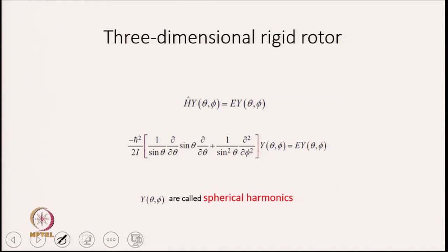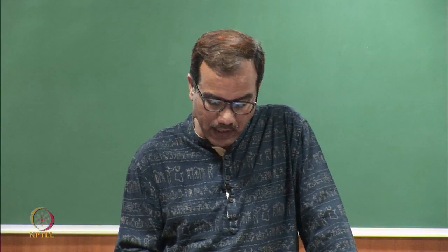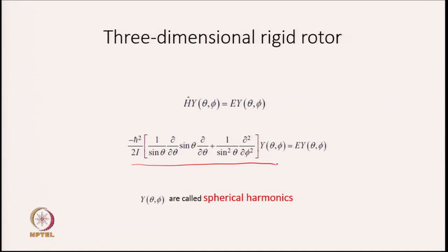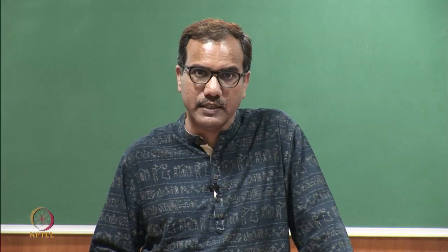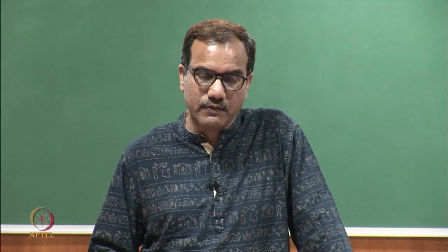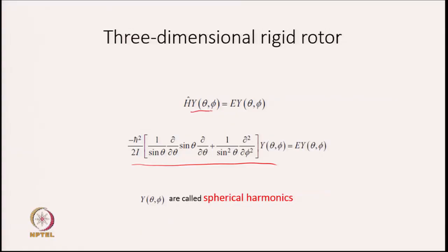For a 3-dimensional rigid rotor, the Hamiltonian will be given by this equation. Since this is a rigid rotor, R is constant, and it means that the wave function is a function of theta and phi, and that is called spherical harmonics. When you apply the Hamiltonian on a spherical harmonic, you can get the energy of the 3-dimensional rigid rotor.